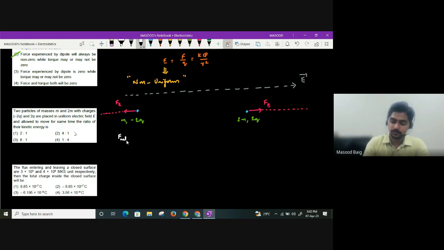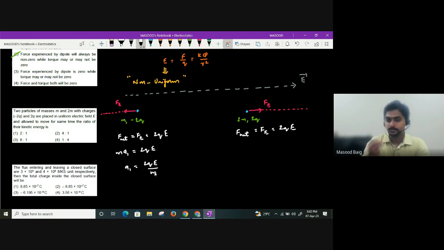So what is the net force in both the cases? Fe you can write, which will be given as magnitude of charge times electric field. Here also, what is the net force, beta? You are going to get Fe, which will be equal to again 2q into E, right? So net force can be written as mass times acceleration. So m into a1, I can write as 2qE. So a1 value, I'll get as 2qE divided by m.